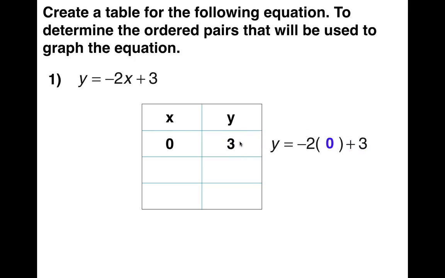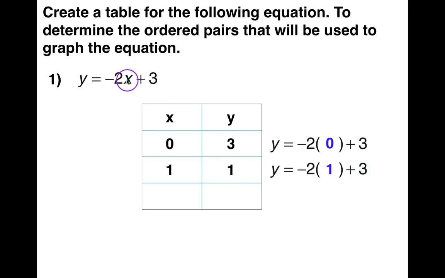Now I'm going to continue this process. The next easiest number I can think of is 1. So again, I'm going to take this equation and rewrite it with parentheses for x. I'm going to take this 1 and plug it in for x and simplify. Y equals negative 2 times 1, which is negative 2. Negative 2 plus 3 is 1, so I'm going to put a 1 here.